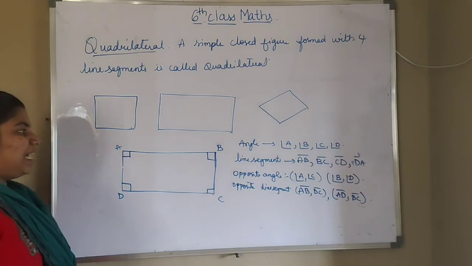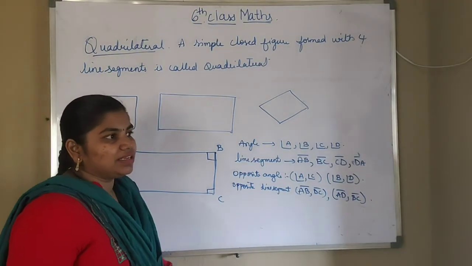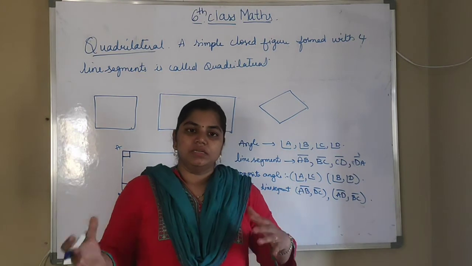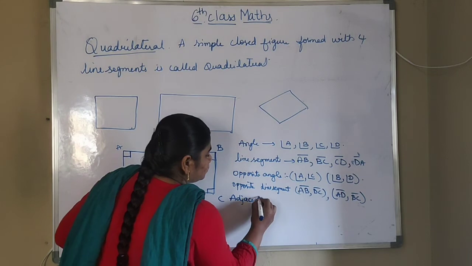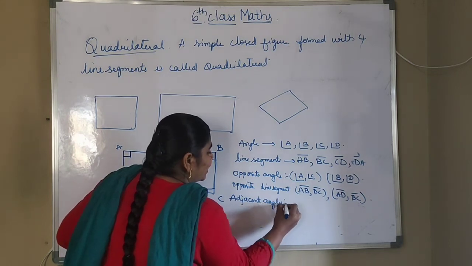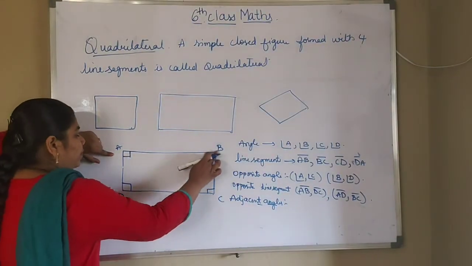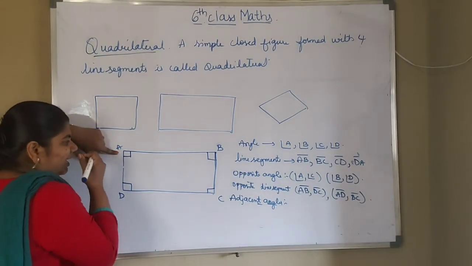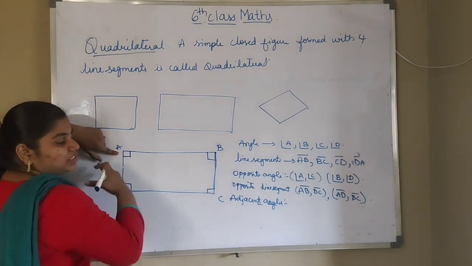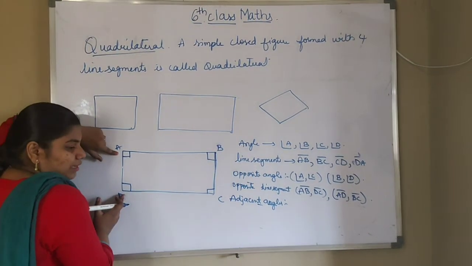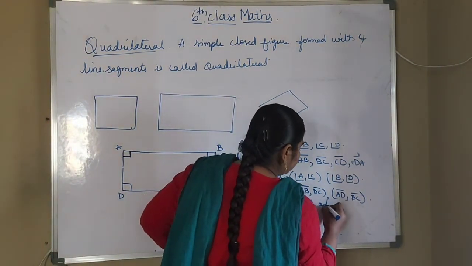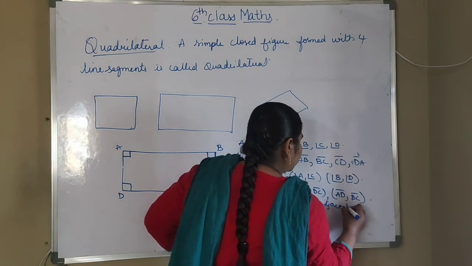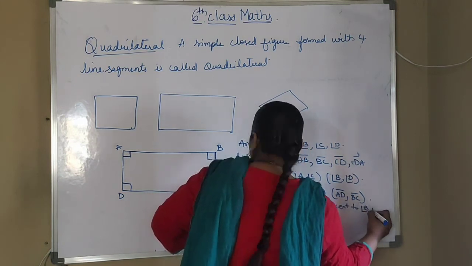Now we will see what adjacent angles are. Adjacent angles are nothing but angles lying side by side. So what are the adjacent angles in this? For angle A, what are the adjacent angles? Angle B and angle D. So angle A is lying adjacent to angle B and angle D.